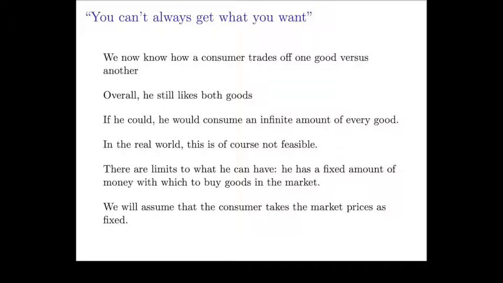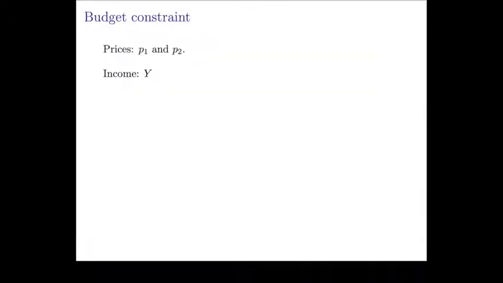The consumer has a fixed amount of money, and they have to use that money to buy those goods. We're going to assume that the consumer takes the market price as given and has a fixed amount of money. So that's going to constrain what the consumer can have. So they can't just have whatever they want, they have to have whatever they can afford to have. So how we formulate what the consumer can afford to have is through a budget constraint.